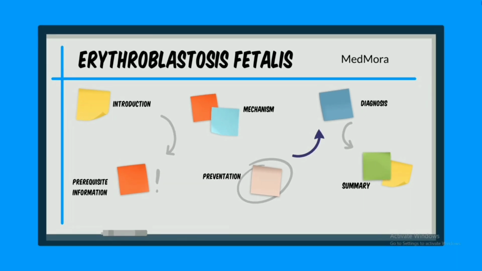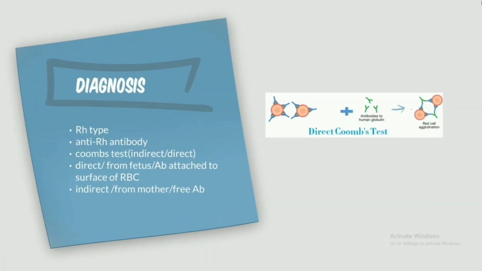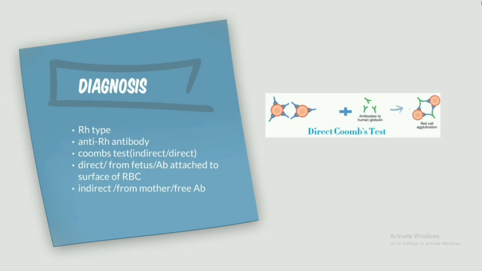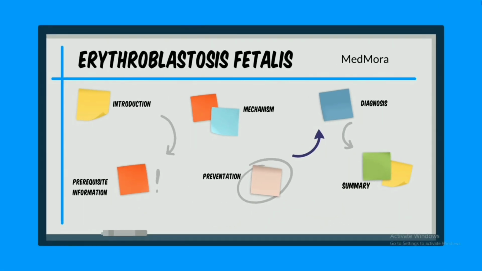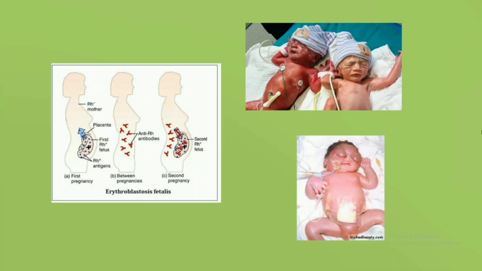Now it's time to learn about diagnosis. The best way to diagnose this condition is Coombs test. There are two kinds of Coombs test, indirect and direct. If you want to know more about this test, let me know in the comments and I'll make a separate video to explain that. Here we can see some pictures of the newborns who are born with erythroblastosis fetalis.